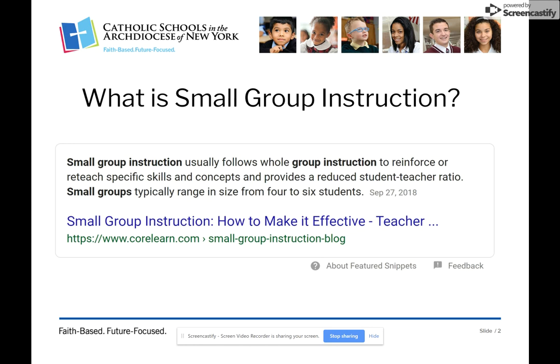I will note that speaking as the blended learning coordinator, I would argue that this definition is out of date. We now can have small group instruction without having had whole group instruction first if we properly use data from pre-assessments to group our students. But more about that later.